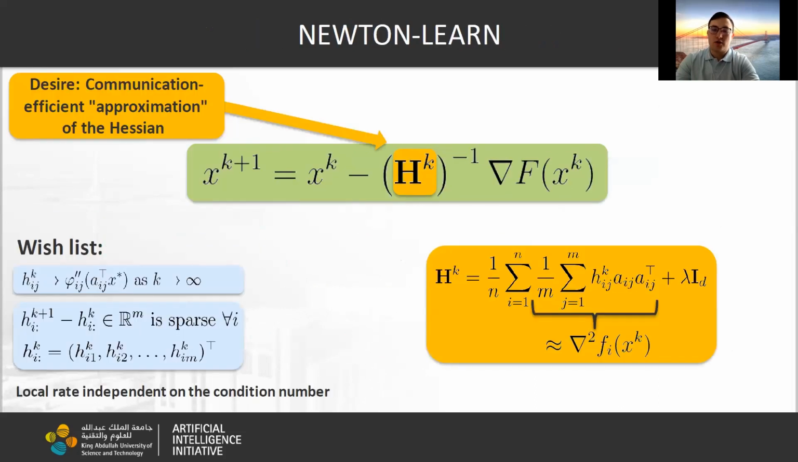Our desire is to learn the Hessian at the optimum iteratively and do it effectively in terms of communication. We want to learn the second derivative of the loss function at the optimum, but the update H^{k+1} minus H^k should be sparse. In addition to that, the local rate should be independent of the condition number.